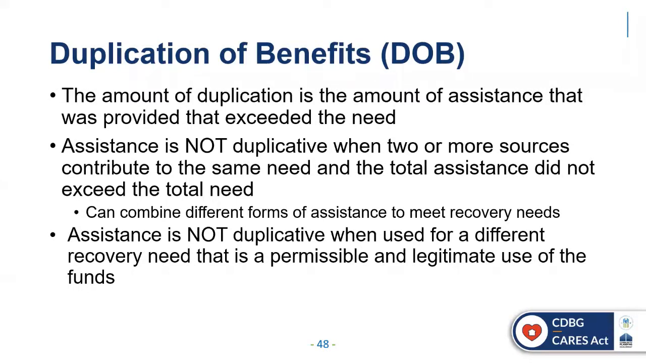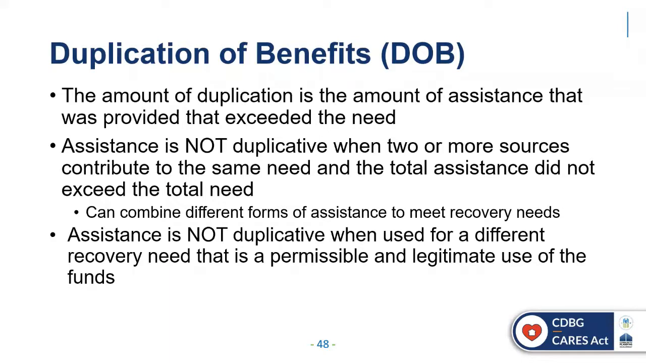To comply with the DOB requirements, grantees are required by the CARES Act to establish and follow procedures to ensure that DOB does not occur. Establishing a process to effectively identify and prevent duplication of benefits is critical for CDBG-CV grantees to effectively manage multiple active funding streams that are related to the coronavirus response, many of which have been identified here, and to effectively target CDBG-CV resources to meet those unmet needs within your communities.